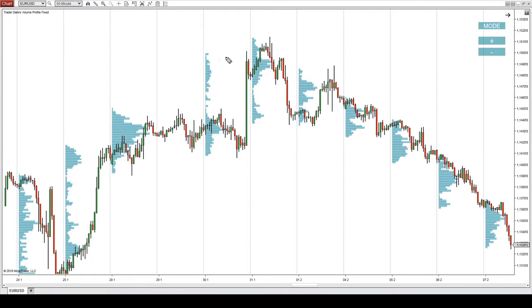This is the point of control of this big D-shaped profile. The next day there is a thin profile and then again a thin profile. This was a trend day. This was also a trend day. After the trend there was a P-shaped profile, which usually is a sign of end of a trend. In this case, the price continued downwards, so in this case, the P profile didn't really work.